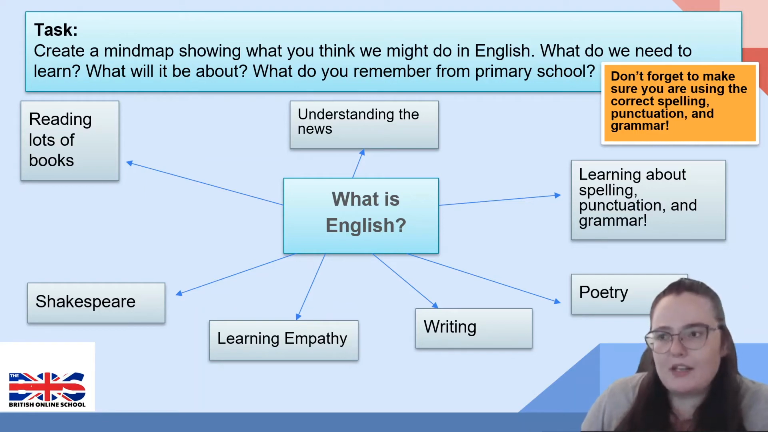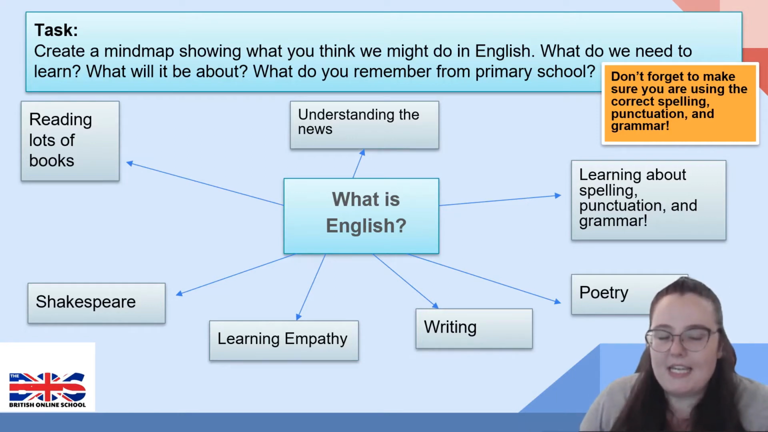Of course, we also do a little bit of learning about spelling, punctuation, and grammar, which isn't always the most fun, but is really essential in your future life and your future career. Poetry is something you might have studied a little bit at primary school and something that we come back to throughout English, all the way up to GCSE and A-level.